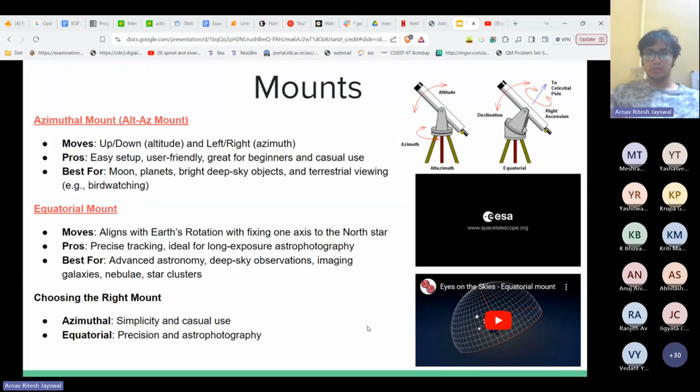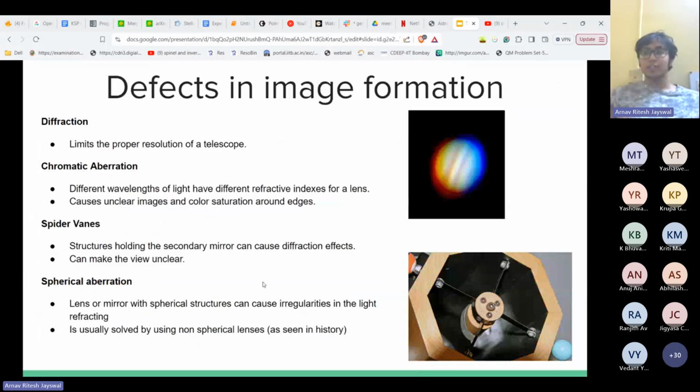So now that we have seen how telescopes work and form images, let us look at some defects in image forming. We saw diffraction previously. Diffraction just limits the resolution of the image. And we have also looked at chromatic aberration before. Chromatic aberration, just to recall, is different wavelengths of light having different refractive indices. On the right here, you can see this image of Jupiter, which is really distorted because different wavelengths of light have different focal lengths, and you have this color saturation around edges.